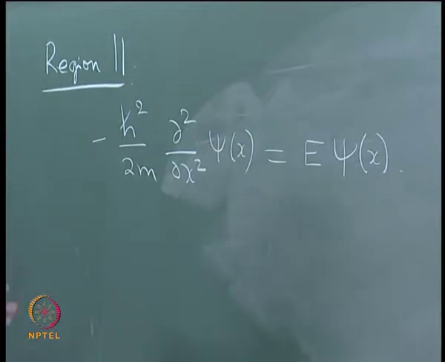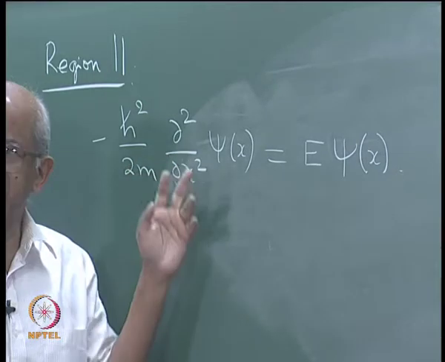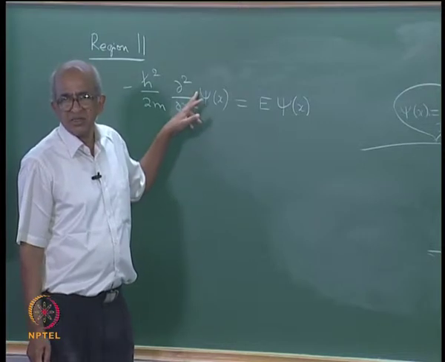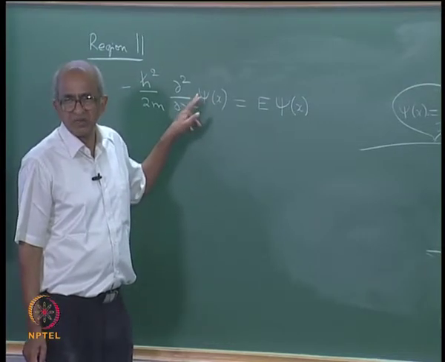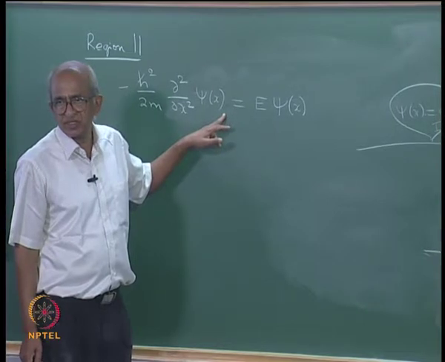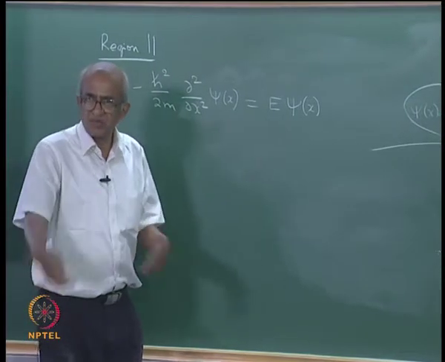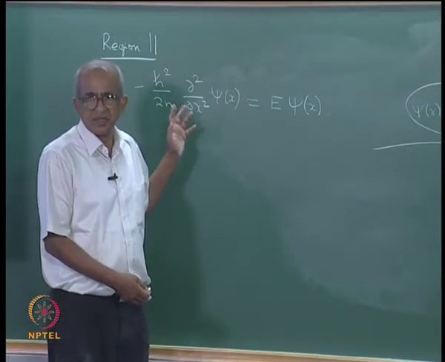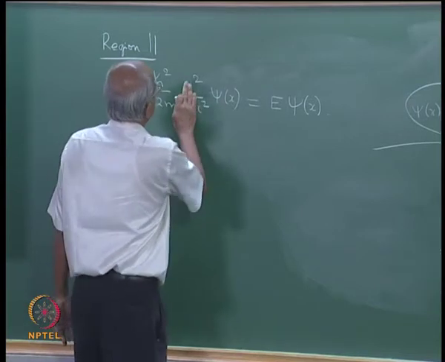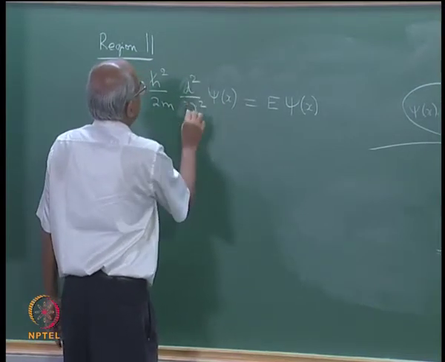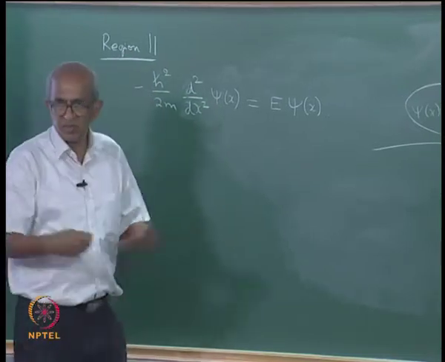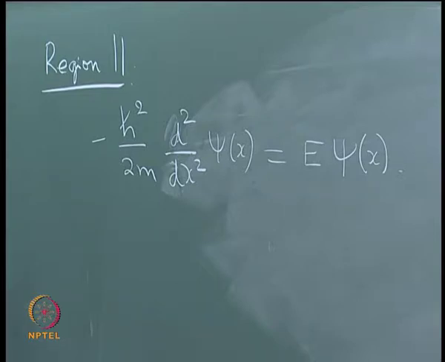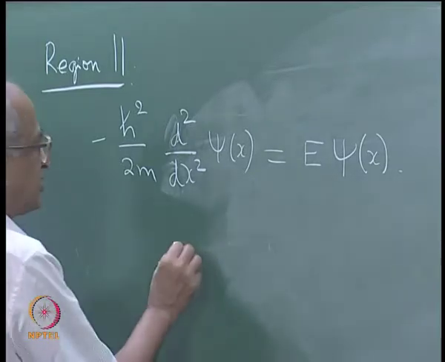Now, if you look at this partial derivative notation that I am using, strictly speaking, this is not necessary, because this partial derivative is going to operate upon psi, which is a function of x alone. There is no other variable on which psi depends, and therefore there is no reason for me to use the partial derivative notation. I could just as well have written d square upon dx square without making any error, so to say. So, let me rearrange this equation slightly.